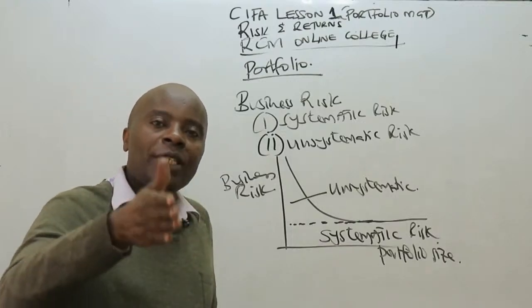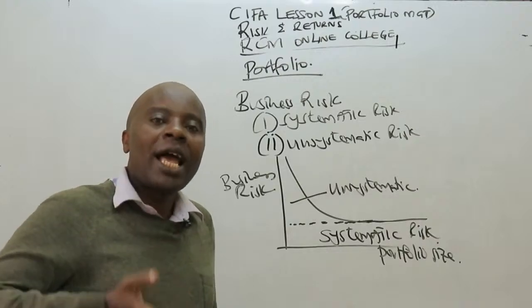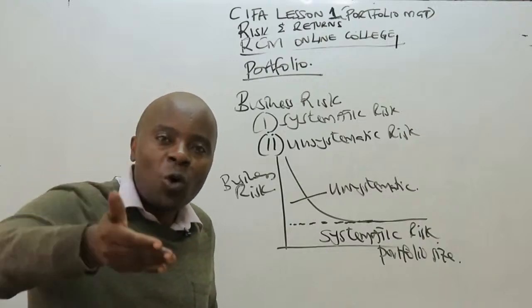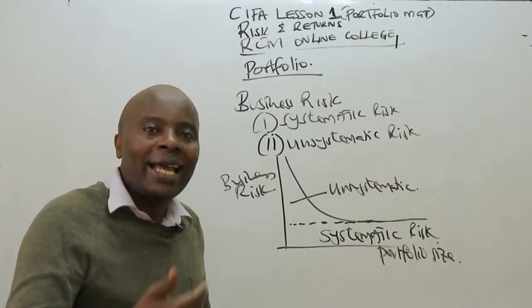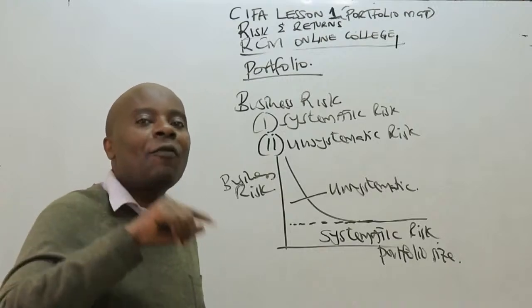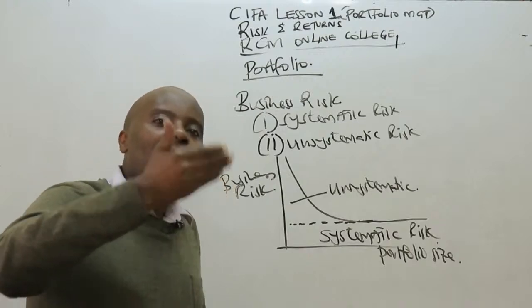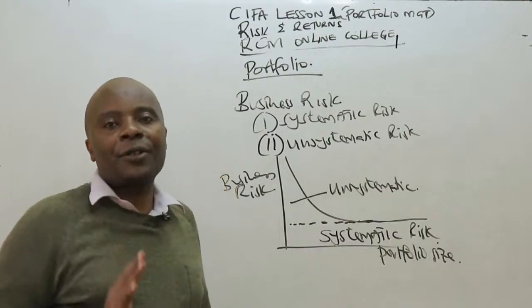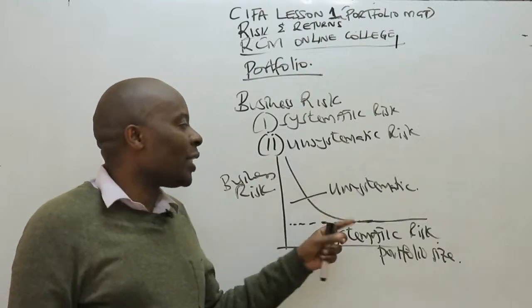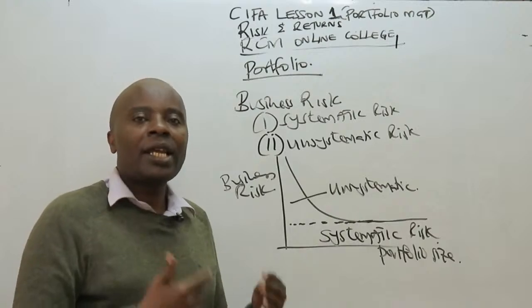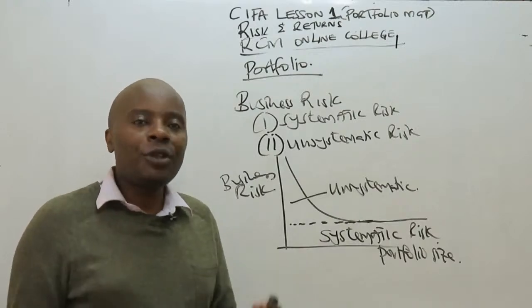And because of it affecting specific companies, as an investor, I can avoid those companies which are affected by unsystematic risk. And if I avoid them, then I will be reducing my overall business risk. I'll be reducing the unsystematic. What unsystematic means is non-uniform, not uniform, ladies and gentlemen.